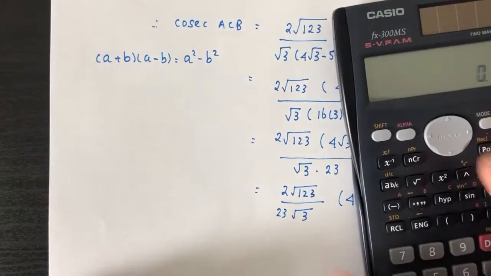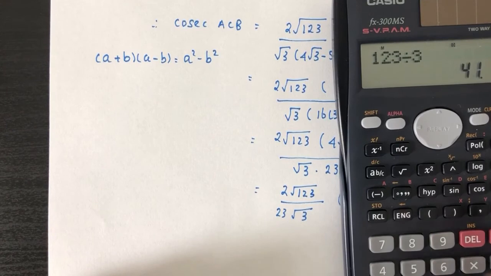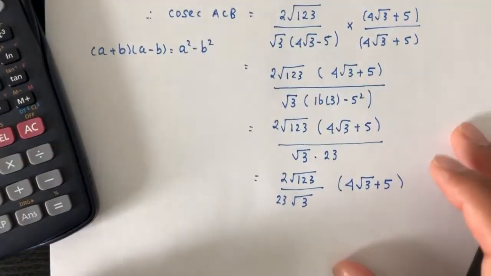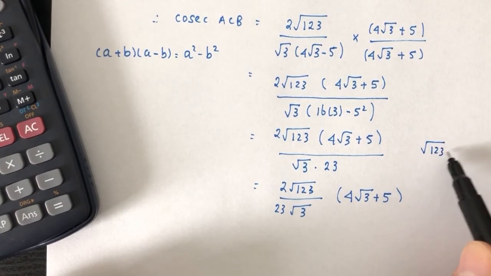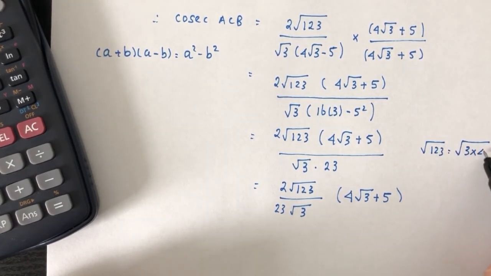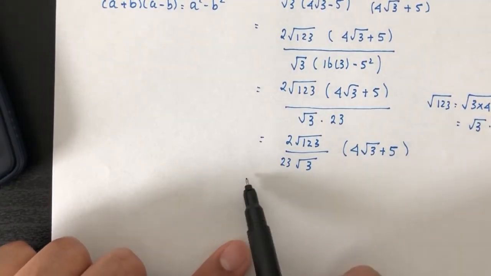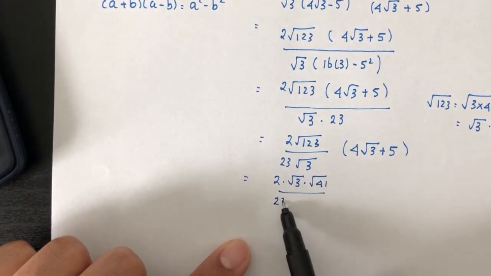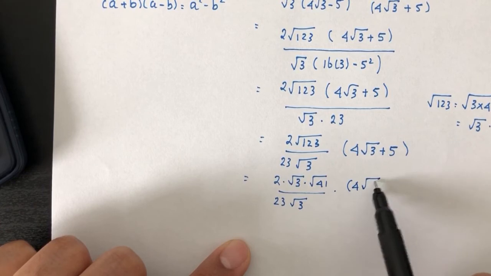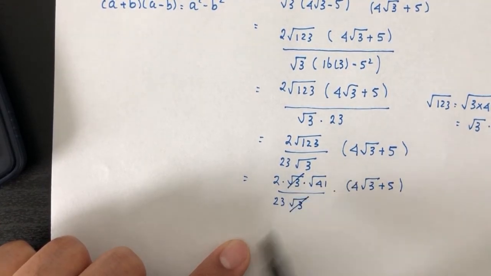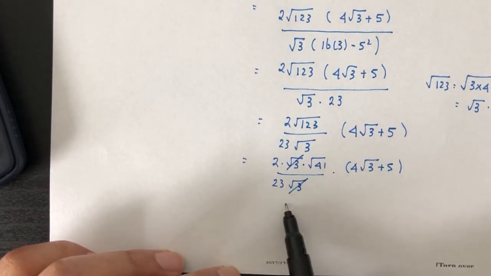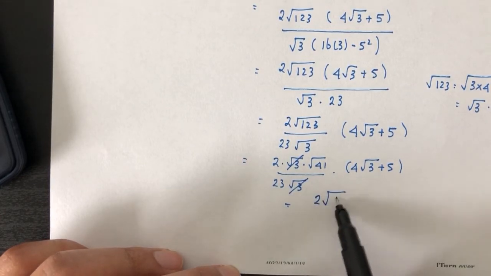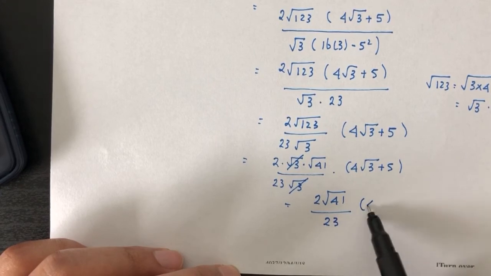Let's have a look. So is 123 divisible by 3? Yes, it is. So it will be 41. So we can rewrite this as what? So square root of 123 can be written as 3 times 41, which is square root of 3 times square root of 41. So let's do that. That becomes 2 times square root of 3 times square root of 41 over 23 square root of 3 times this plus 5. So this one cancels this one, and what else do we have? So yep, that's it. That should be all that we have. So here we have 2 root 41 over 23 times this.